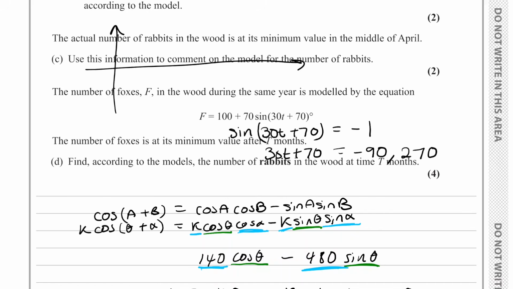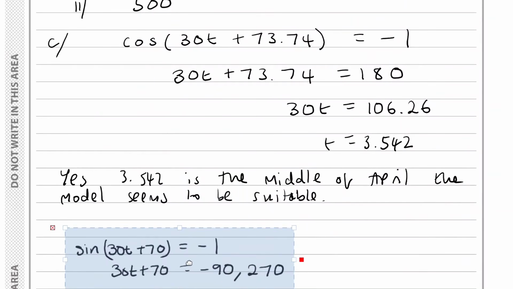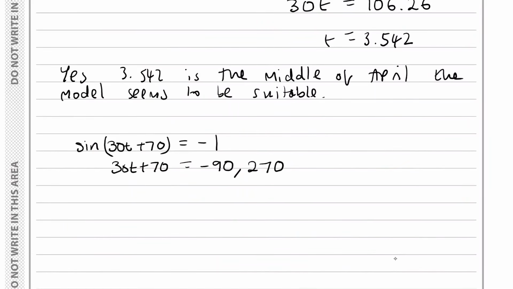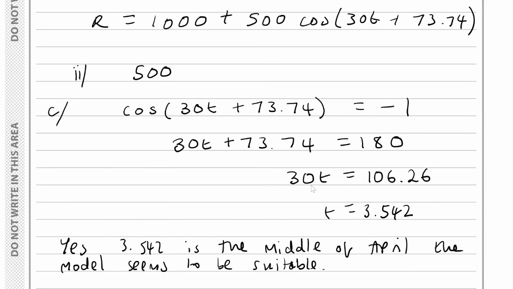For the sine graph, the minimum is at 270. So take 70 away from both of them and then divide by 30. We're going to get -160 and 200. We don't want the negative one. Divide by 30: 200 over 30, or 20 over 3. So that's t, and we want to know how many rabbits there are at that point.